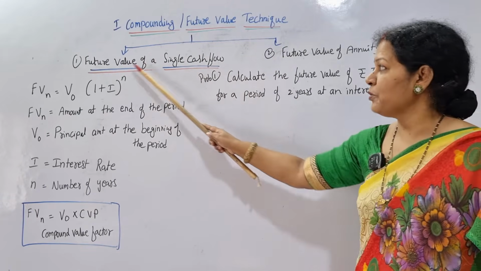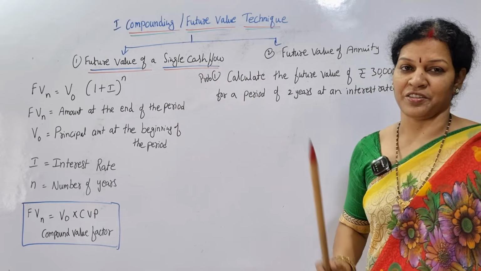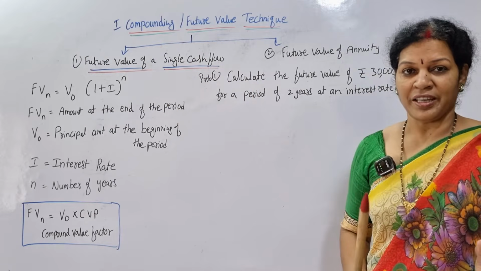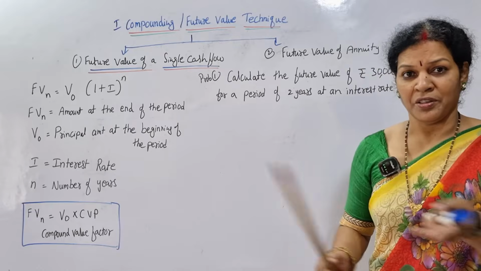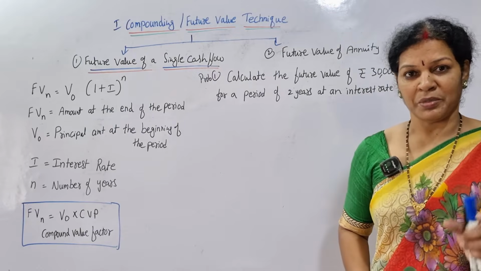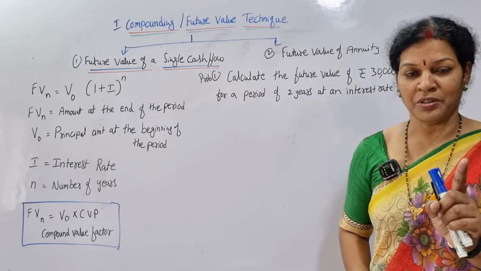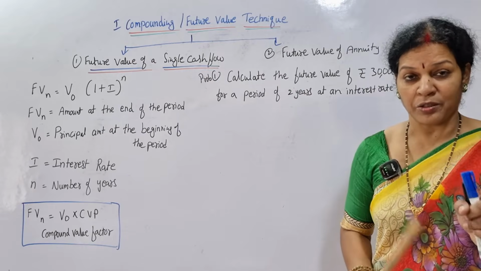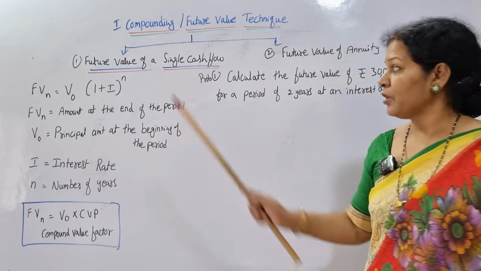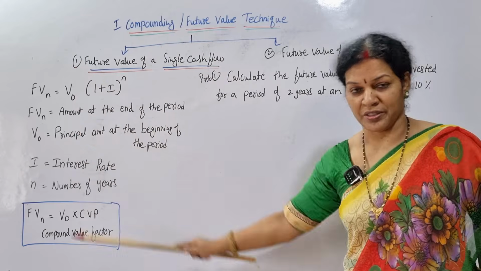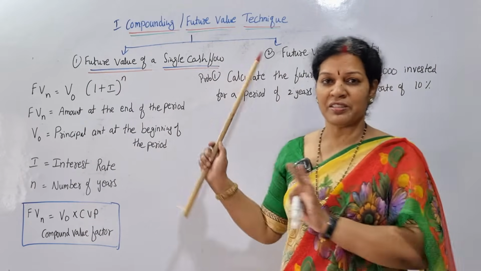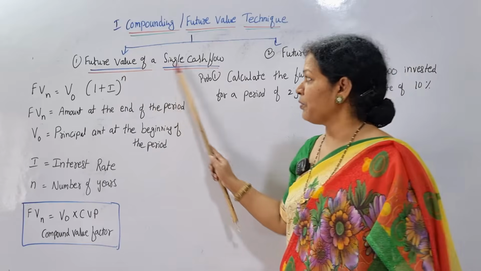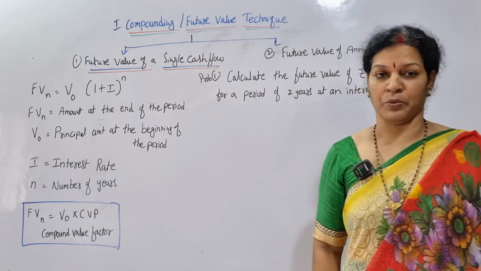One is future value of a single cash flow. Suppose the present value is 10,000. It is a single cash, so how much will that 10,000 be in the future? This we are going to focus on. The second one is future value of annuity, which we'll see in the next class. Right now we are focusing on future value of a single cash flow.